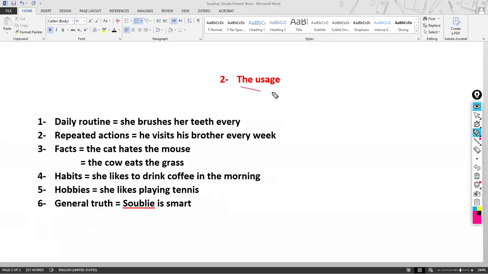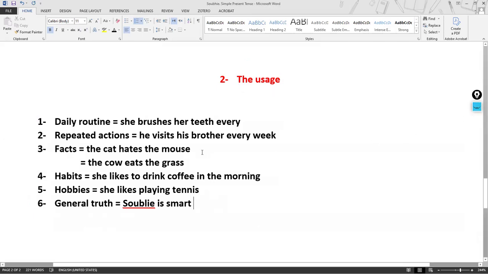Subhi, these are the usages of the simple present tense. All the time, if you want to talk about them, you have to use simple present only. Don't use simple past. Don't use present continuous. Don't use simple future. Don't use any tense except for simple present tense. Okay? For example, when we say, the 100 degree Celsius is the temperature for boiling water.